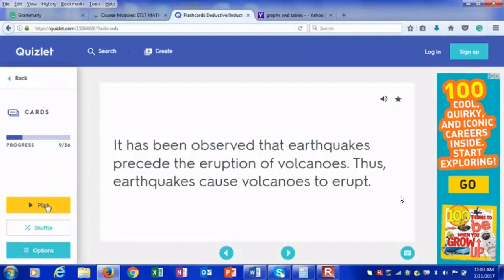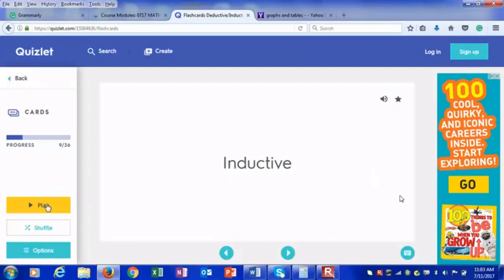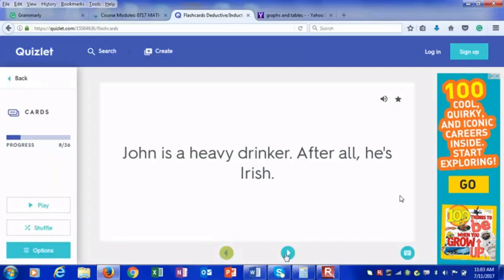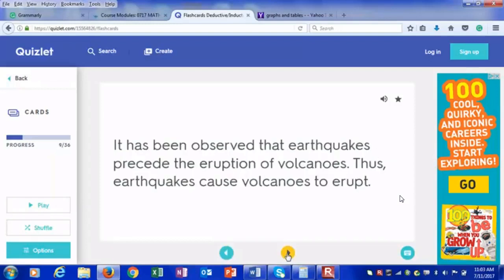It has been observed that earthquakes precede the eruption of volcanoes. Thus, earthquakes cause volcanoes to erupt. Is this a pattern that earthquakes precede the eruption of volcanoes? Or is this logic that earthquakes precede the eruption of volcanoes?